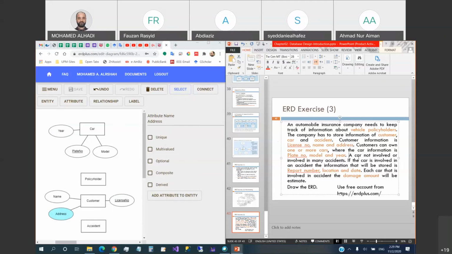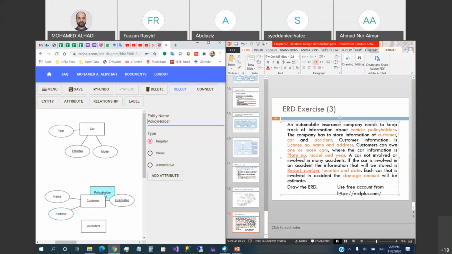What else do we have? We have something called accident, right? So for the policy holder, actually we keep it here only to remind ourselves that there is something called policy holder and something called customer. Okay. So later, what do we have? We have something called accident. Accident has three types of information.